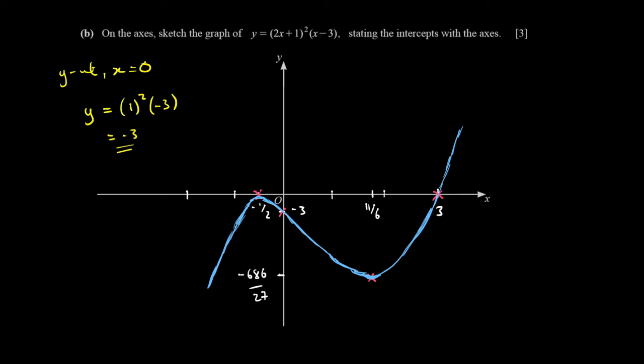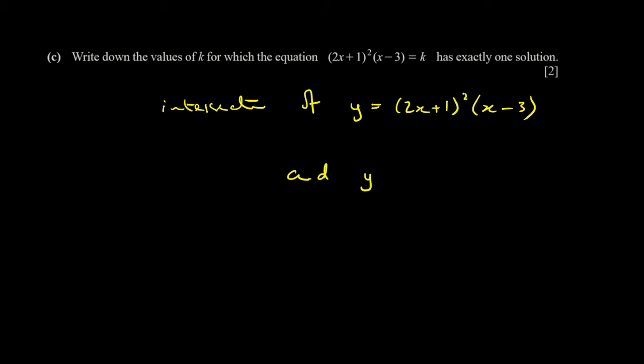Okay. All right. Now then, last part C. Hence, write down the values of k for which this equation has exactly one solution. Well, what is this? This is the intersection of the curve y equals 2x plus 1 squared times by x minus 3. In other words, the curve we've just sketched, and the line y equals k.